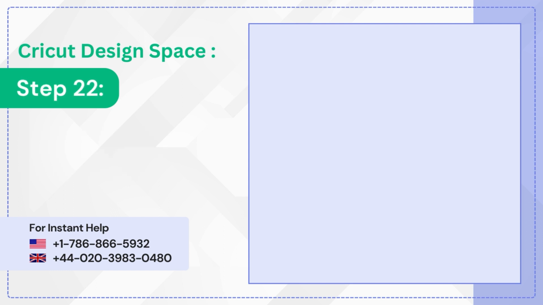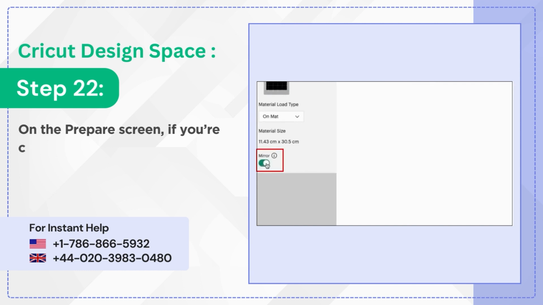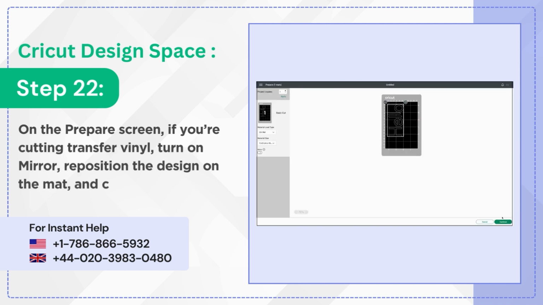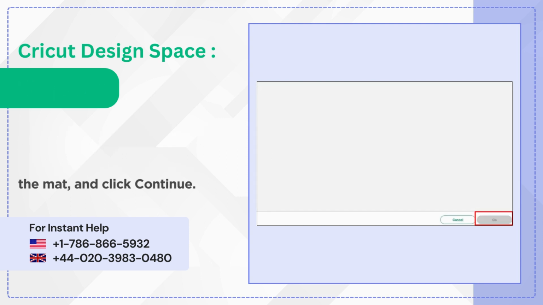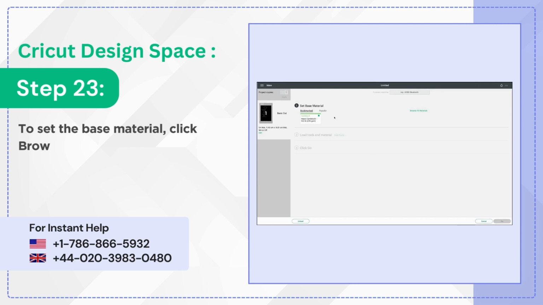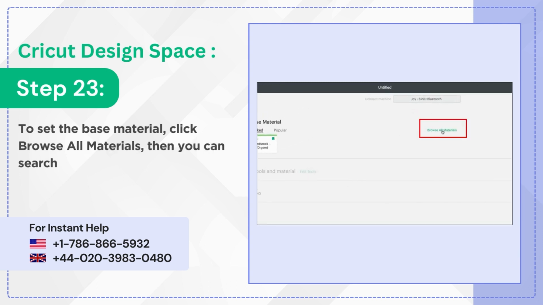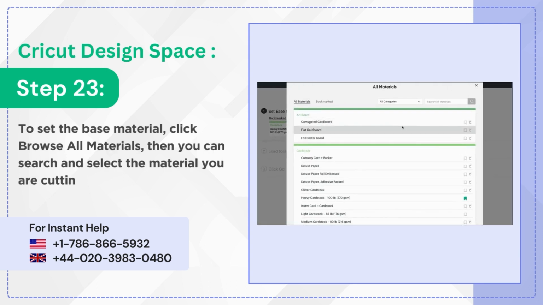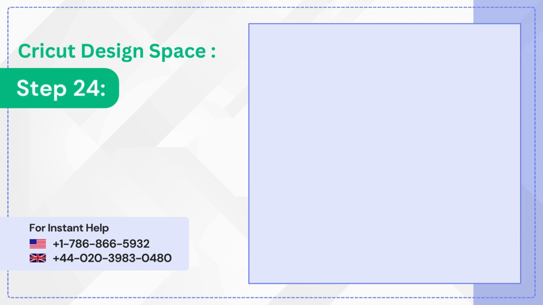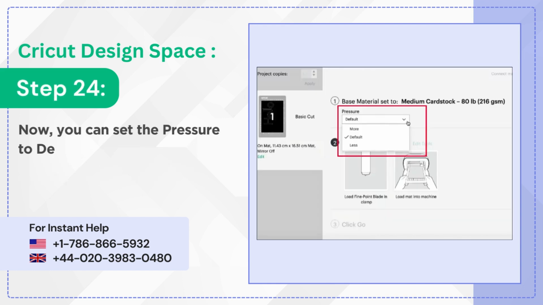Step 22. On the Prepare screen, if you're cutting transfer vinyl, turn on Mirror, reposition the design on the mat and click Continue. Step 23. To set the base material click Browse All Materials, then you can search and select the material you are cutting and click Done. Step 24. Now you can set the pressure to default, more, or less.